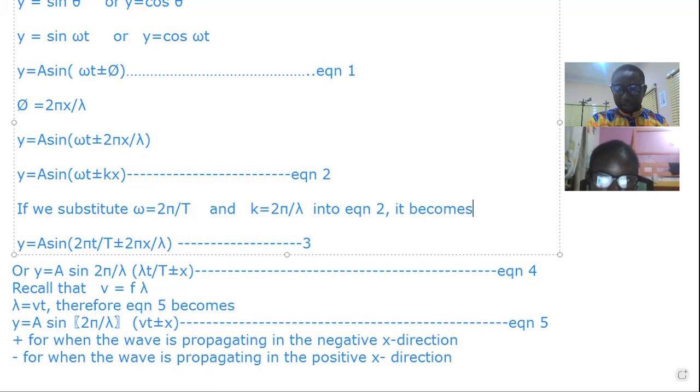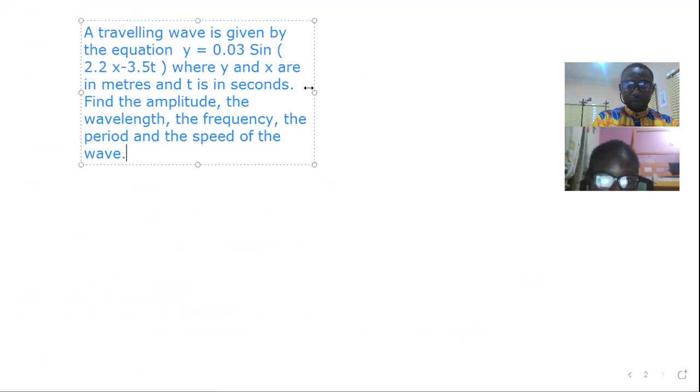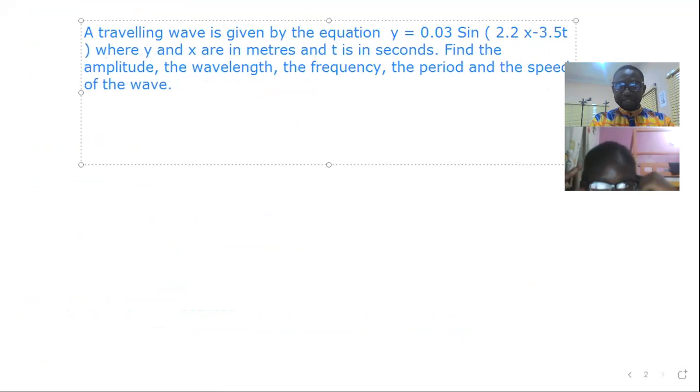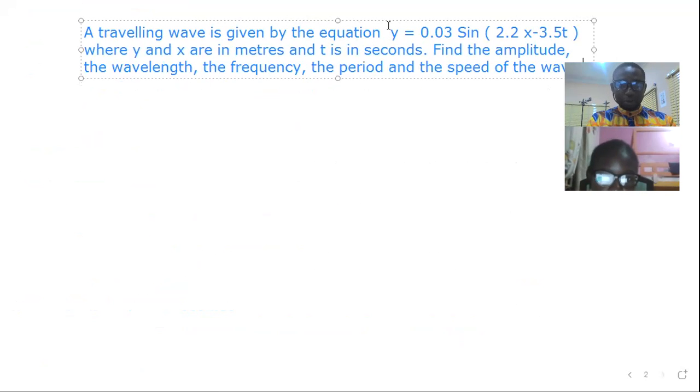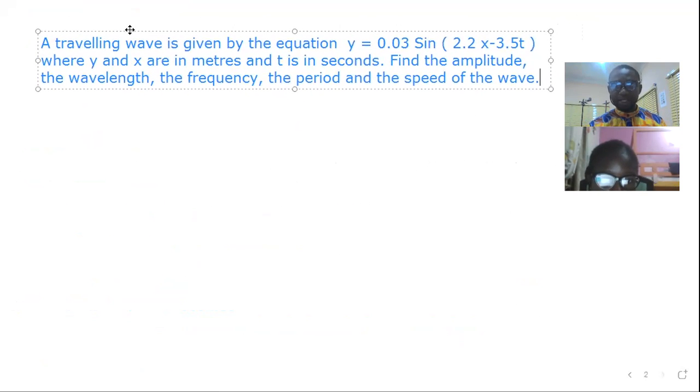Now, let's look at this question. A wave is given by the equation y equals 0.03 sine (2.2x minus 3.5t), where x and y are in meters and t is in seconds. Find the amplitude, the wavelength, the period, and the speed of the wave.